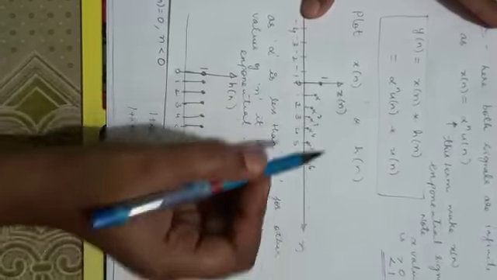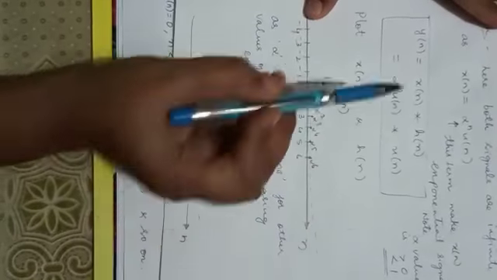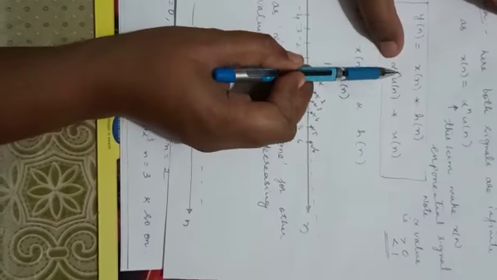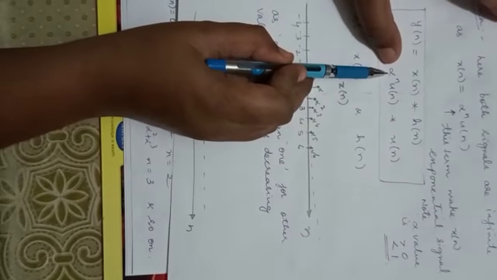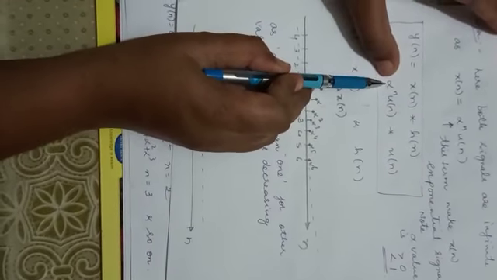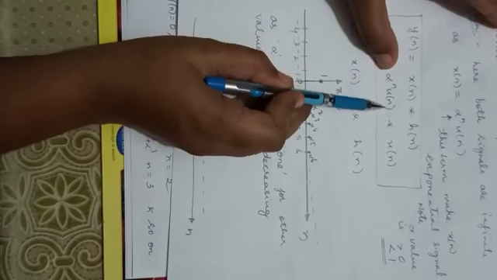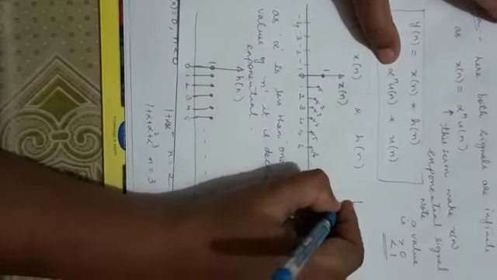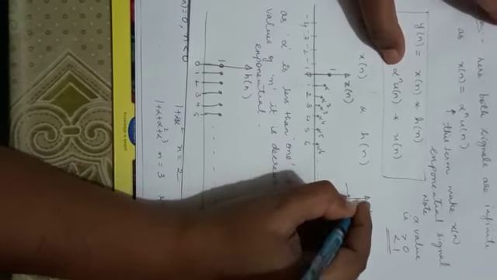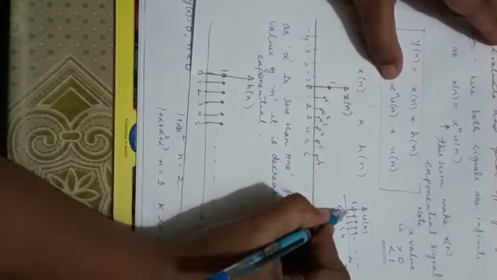If I plot x of n, u of n is multiplied by alpha to the power of n. Here alpha is less than 1 but greater than 0, a positive value less than 1. So we all know u of n exists from 0 to infinity. So this is u of n, which will have values like this. Remember that you should write this dotted line, which indicates the signal exists up to plus infinity.